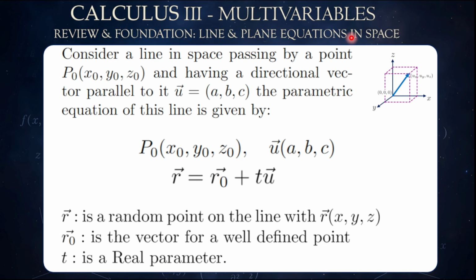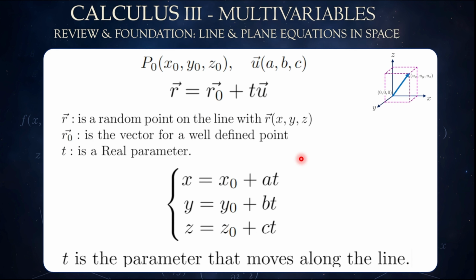Line and plane equations in space. Consider a line in space passing through a point P0 having the coordinates x0, y0, z0, and having a directional vector, which is of course parallel to it, u equal (a, b, c). These are the coordinates for the vector. The parametric equation of this line is given by r equal r0 plus tu, where P0 is a point and u is the directional vector. r is a random point on the line with r having the coordinates x, y, z. r0 is the vector for a well-defined point, and t is a real parameter.